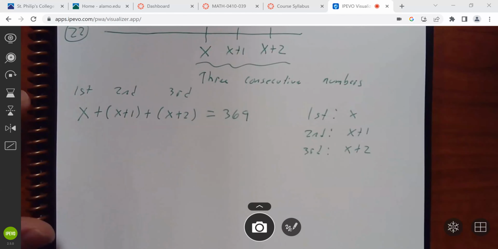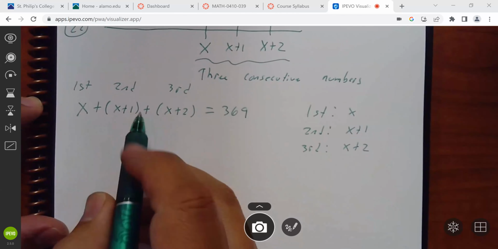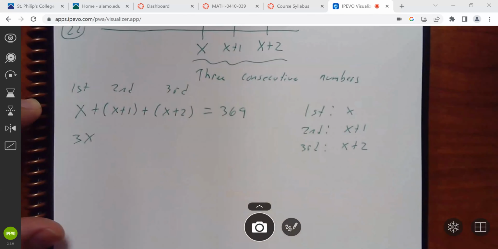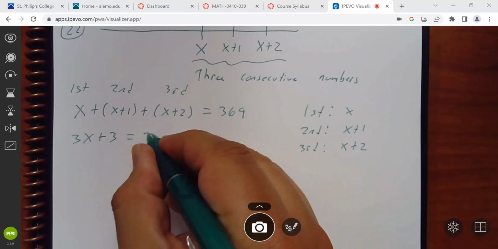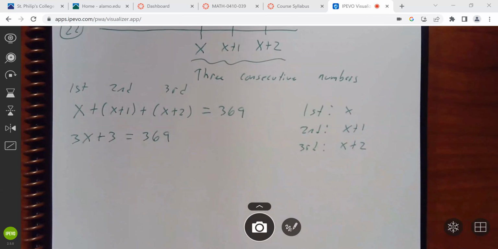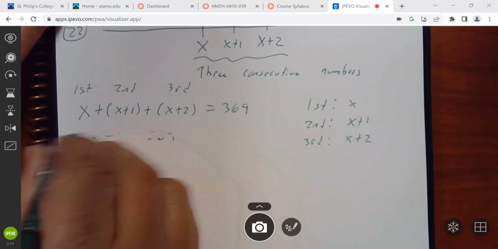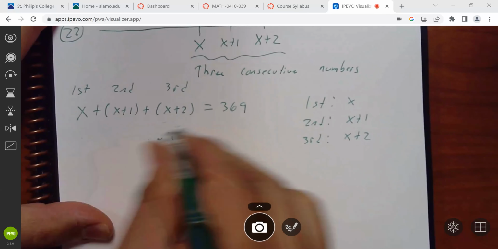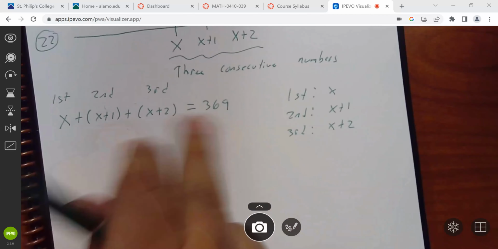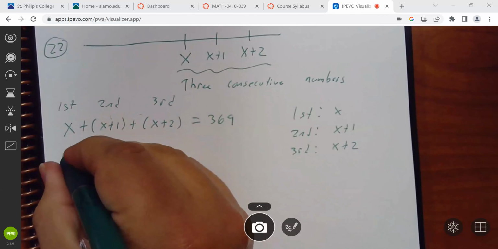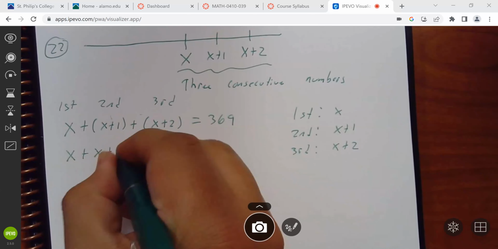So solve for x. x plus x plus x is 3x. 1 plus 2. Okay. What? Oh, wait. Oh, you're right. You're right. Are you right? I don't think you're right, sir. Let's remove the parentheses. Actually, you know what? I'm wrong. You're right.